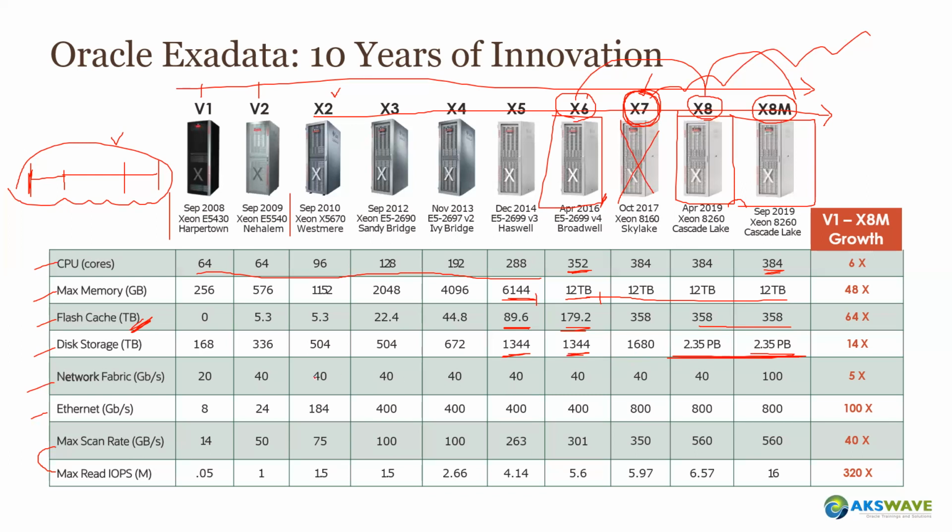Network fabric, you see that 40 gigabits from all these, InfiniBand is used, 40 gigabits till here, InfiniBand, yes. And now you got how much? 100, that is in X8M. Ethernet, again, Ethernet network, gigabits speed, bandwidth. You see that 400 is available till X6. It was doubled automatically to 800 now. Maximum scan rates, you see in X5, X6, that's around 260 to 300. And now you got, wow, nearly 560 GBs of scan you can do.